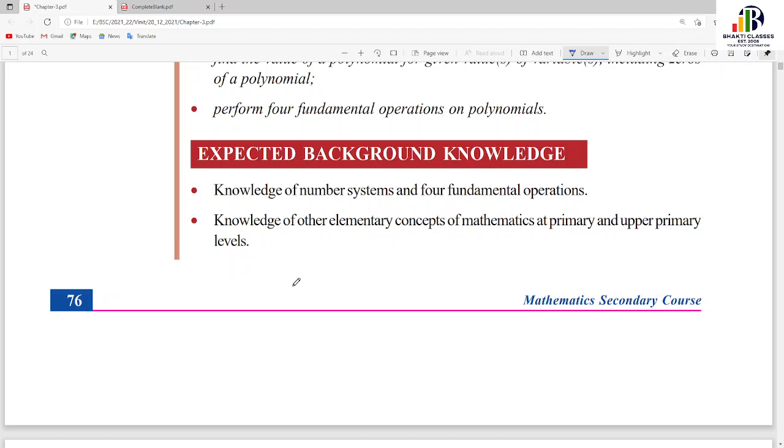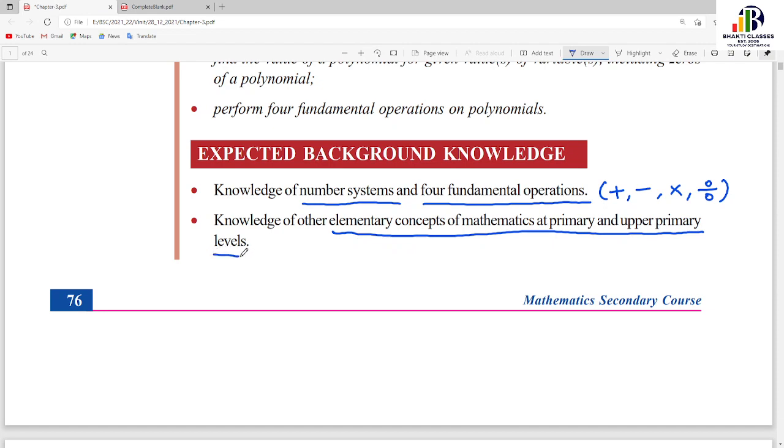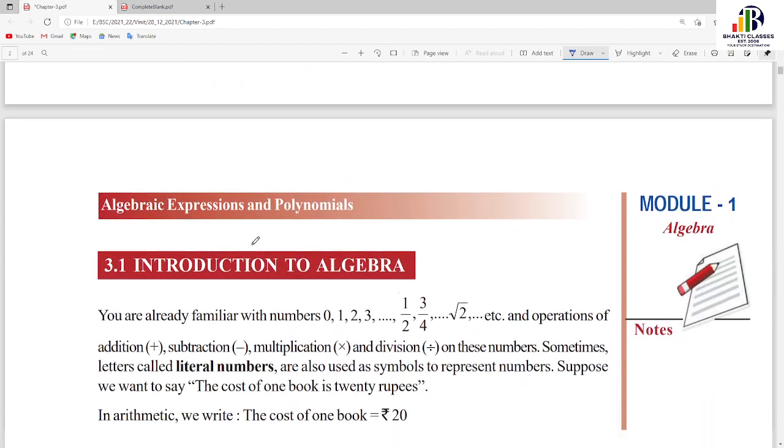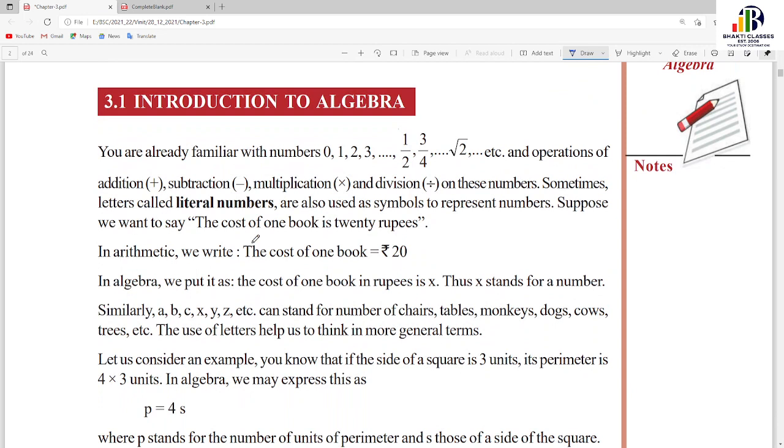So to learn all these things, what is the prerequisite? That is, which knowledge must we have? First we must have the knowledge of number system and four fundamental operations: addition, subtraction, multiplication and division. We must have the knowledge of other elementary concepts of mathematics at primary and upper primary levels, that is how to add, subtract and such knowledge. So let us now start the chapter.